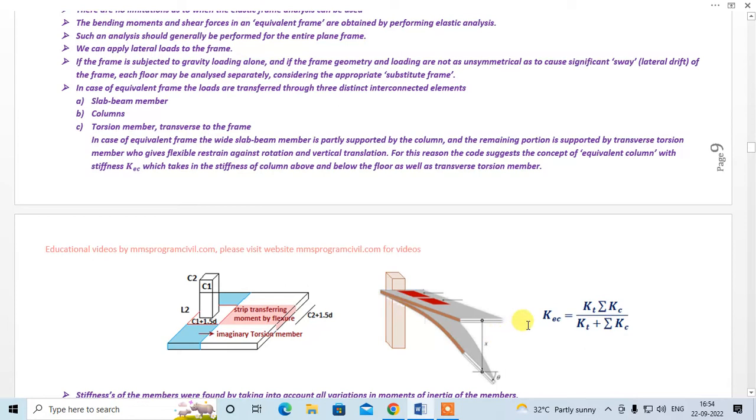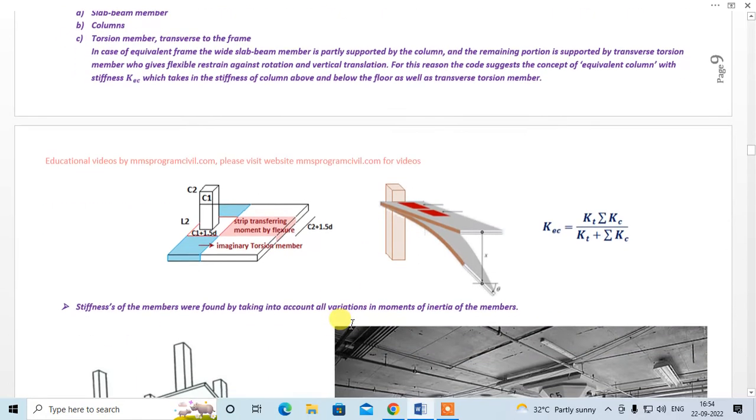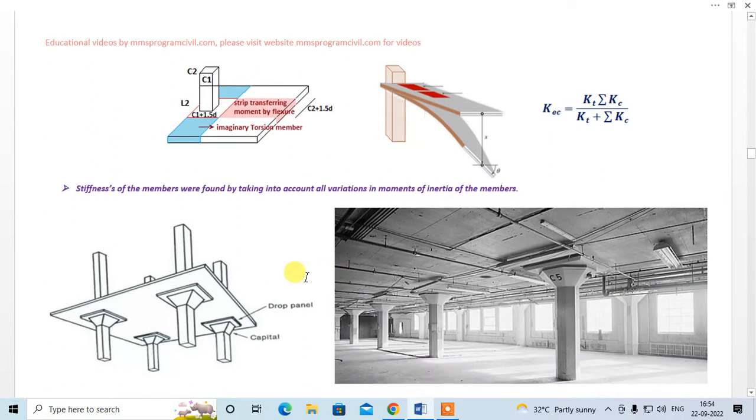So that K_ec is found by this formula, that is K_t into sigma K_c divided by K_t plus sigma K_c, where K_t is the stiffness of this torsion member and sigma K_c is the sum of stiffness of the column at top and bottom of the joint, right? So over here, you cannot simply take the stiffness of the column as 4EI by L, but you will have to take K_ec, right? That is what the code says.